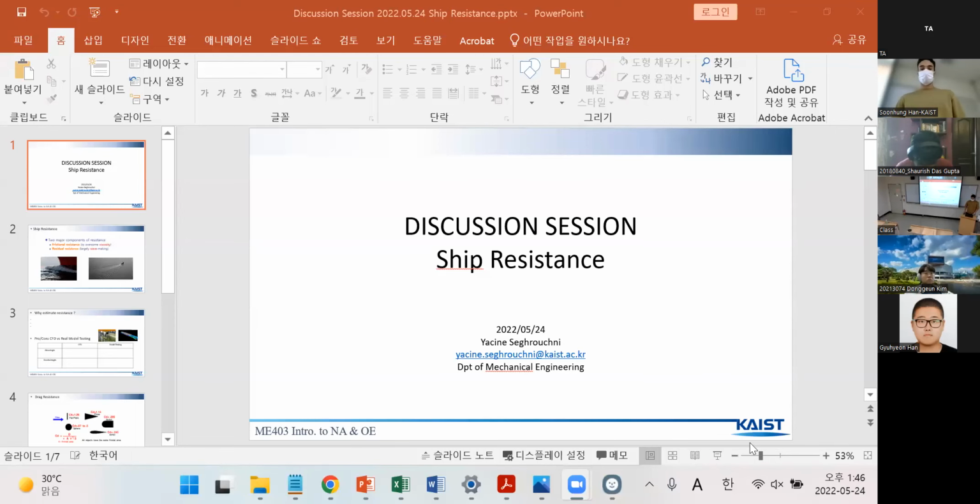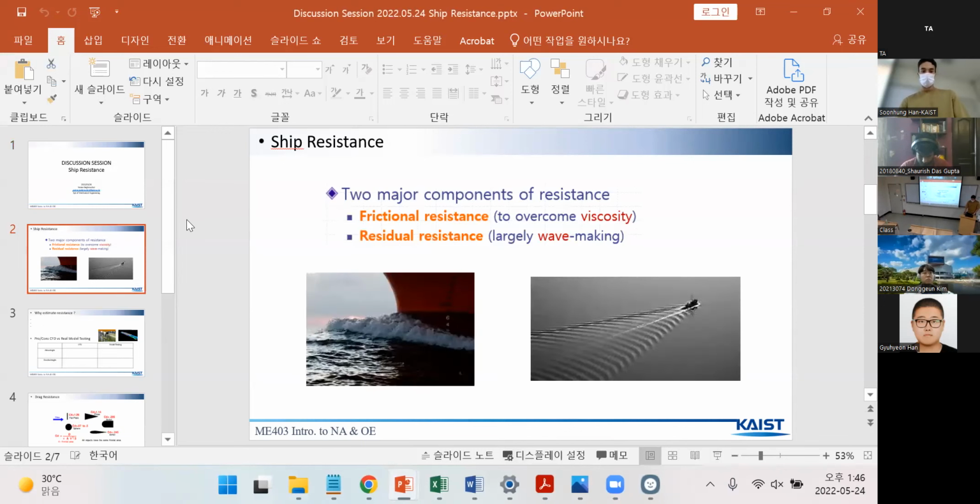Hello everyone. So for today's discussion session, it's about ship resistance. A quick reminder about what we just saw in the previous materials. There are two major types of resistance for ships: the frictional and viscous resistance, and the residual resistance, which is the wave making and the eddies.